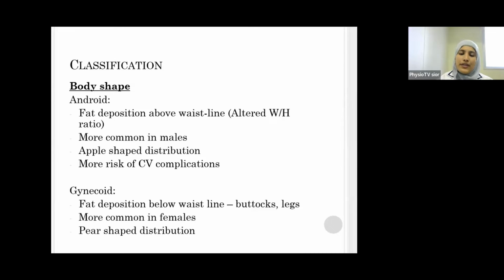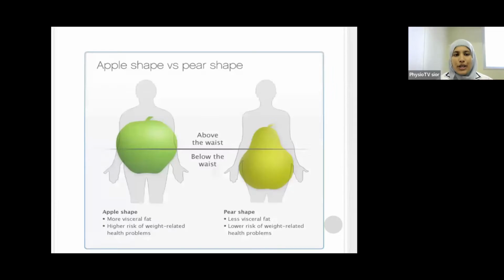it has more risk of cardiovascular complications. Whereas gynoid type of obesity is seen more commonly in females, and the fat deposition is below the waistline, such as in the buttocks, legs, and thighs, and it is also known as pear-shaped distribution. So apple, which is android, and gynoid, which is pear-shaped. It looks something like this, where you can see in pear-shaped the hip region and the thigh region is wider, whereas here you can see the visceral fat or the central obesity is more.